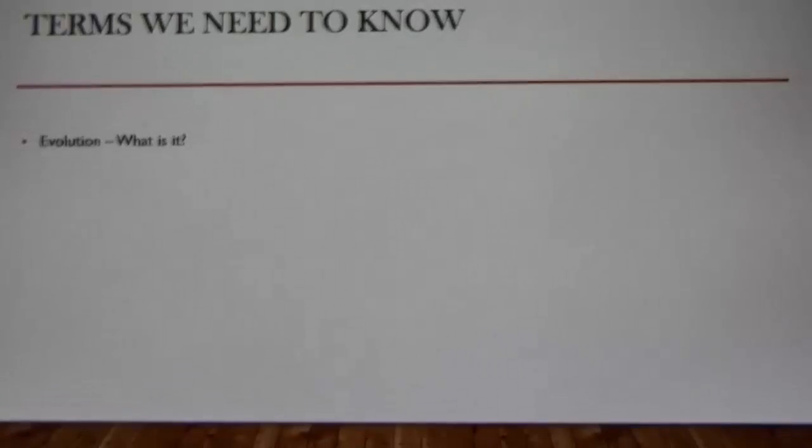So, some terms that we need to know. Evolution. I asked our group, what do we think of when we think of evolution? And the consensus was, well, we think of monkeys turning into men. We think of fish walking out onto land. And basically we think of organisms evolving into more complex organisms.